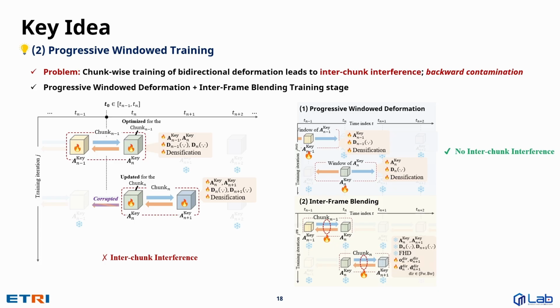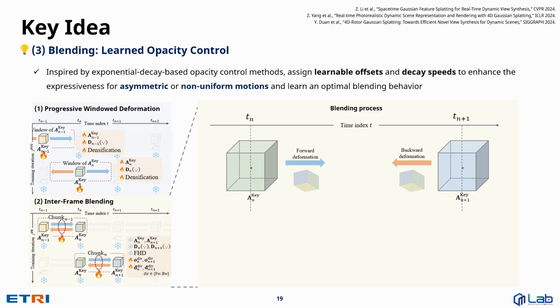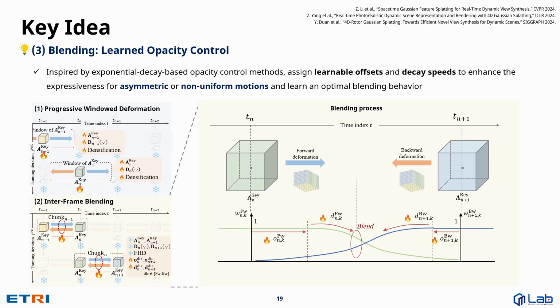At this point, a key question is how to connect neighboring keyframe anchors more naturally. To address this, we introduce our third key idea, learned opacity control for blending. Inspired by exponential decay-based opacity modeling, we assign learnable offsets and decay speeds to adjacent keyframe anchors. Then the left anchor is deformed forward and the right anchor is deformed backward toward the intermediate time step. Finally, the two deformed anchors are blended with learned opacity weights to produce a smooth temporal transition.